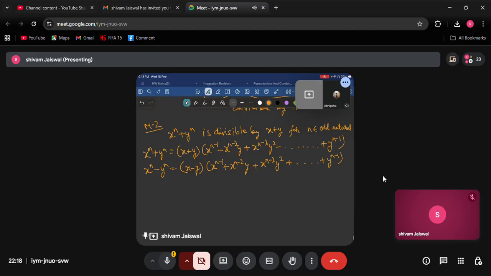Anyways, so over here, since 23 is odd, can I say that 15 to the power 23 plus 23 to the power 23 is divisible by 15 plus 23, which is 38? This implies 15 to the power 23 plus 23 to the power 23 is divisible by 19. Is it clear? Okay.